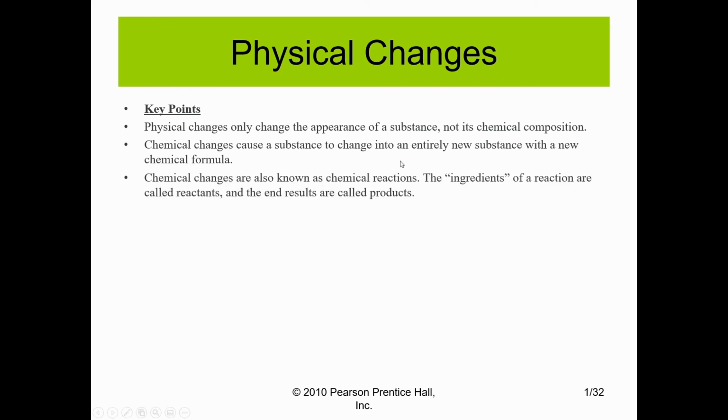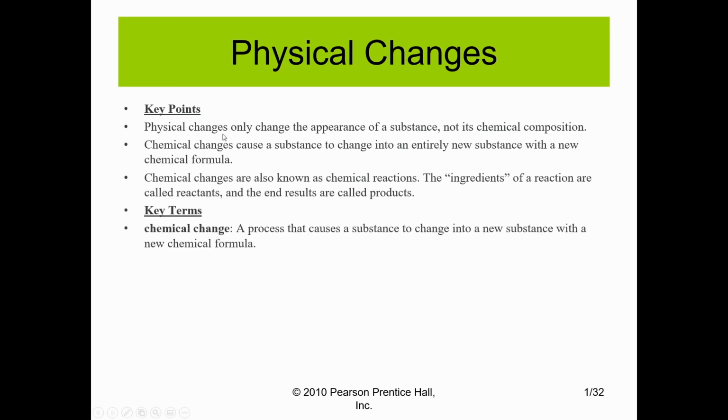Chemical changes are also known as chemical reactions. When we turn one chemical into another chemical, that's a chemical reaction. The starting chemical would be the reactant, and then the reactant will turn into a new chemical, which would be called the product. That's the end result of a chemical reaction.